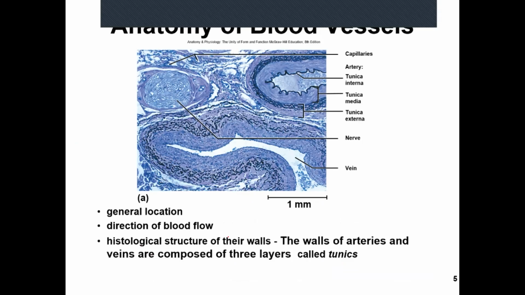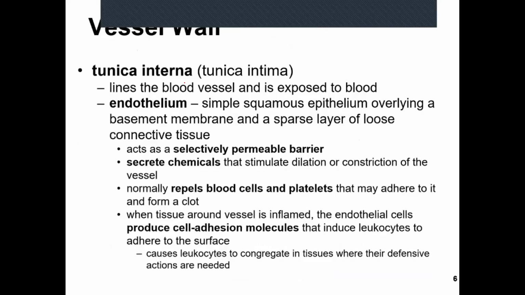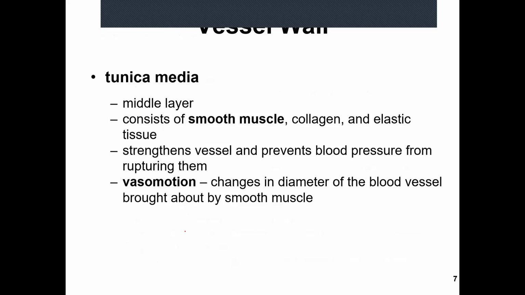We have histological structure. We have 3 tunics. Tunica interna, tunica intima, lines the blood vessels and it exposes the blood. I will not explain everything. You will read it yourselves, but we should know that endothelium is simple squamous epithelium in the vessels, and endothelium is like a prolongation of the endocardium. You remember, in the heart we have the inner layer, and it will be like a prolongation of this heart layer inside the vessels.